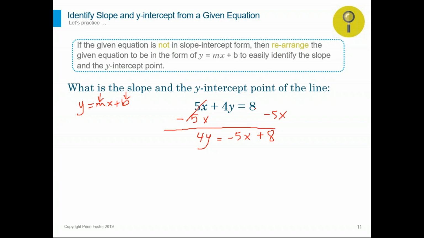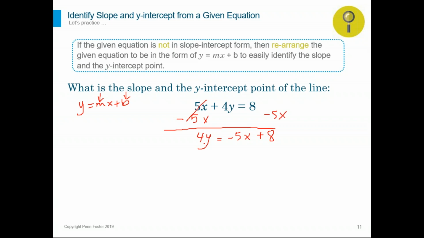I cannot combine the 8 and the negative 5x because they are unlike terms. We cannot combine them unless the 8 had an x, but as you see, there's no x with the 8. Then they have to be two separate terms. Negative 5x plus 8 on the right-hand side, and we have 4y on the left-hand side.